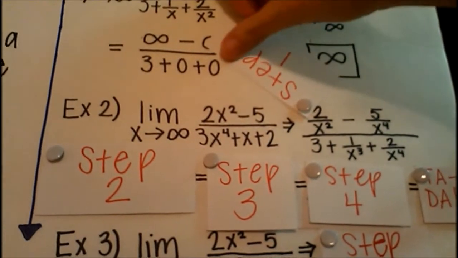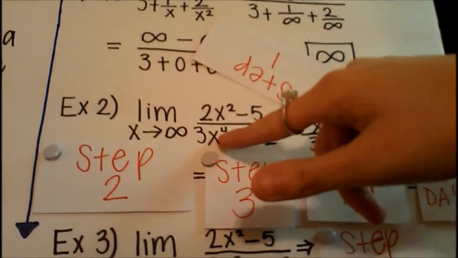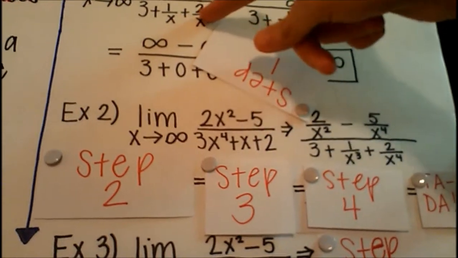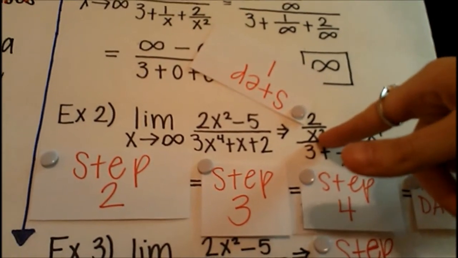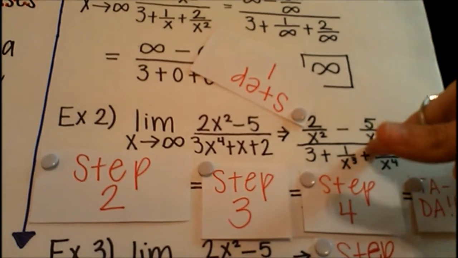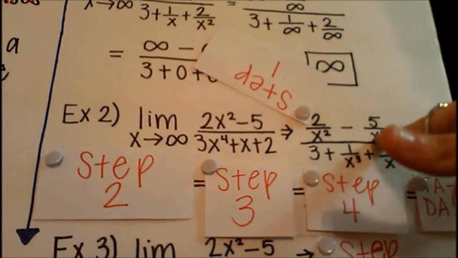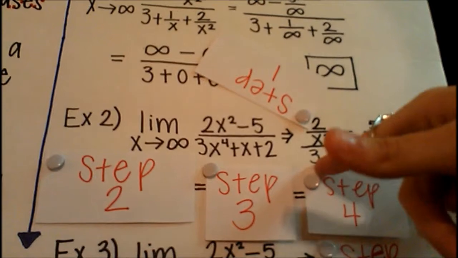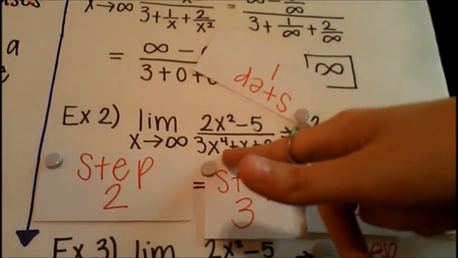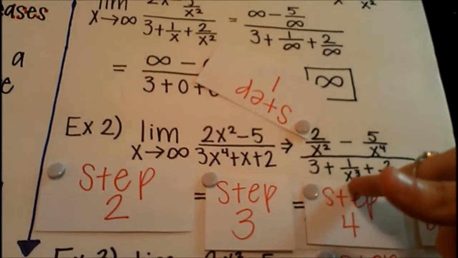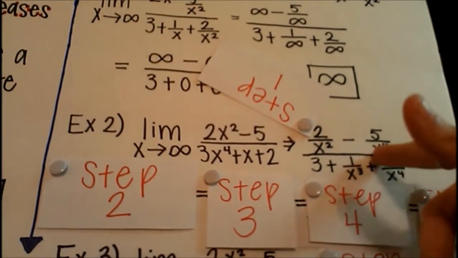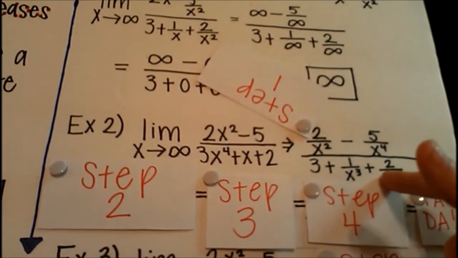When you divide through by the highest power, as we did in the problem before, you get 2 over x squared minus 5 over x to the 4th. And the denominator divided by x to the 4th will be 3 plus 1 over x to the 3rd plus 2 over x to the 4th.